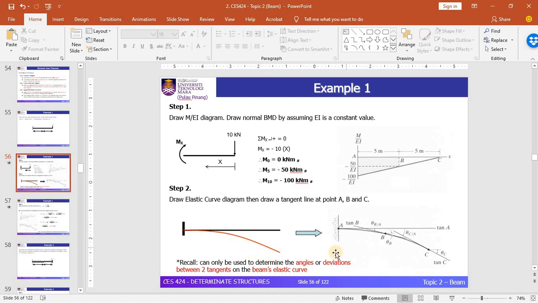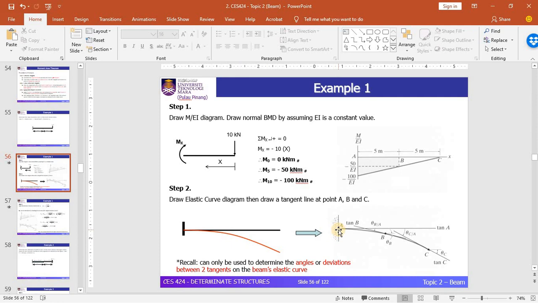For the next step, we will draw the tangent line and the angle to indicate the situation. Once we have this complete diagram of the elastic curve with the angle, we will take out a few equations. You need to formulate an equation from the elastic curve diagram. Once you have drawn the elastic curve diagram in red color here, you need to draw the tangent line.